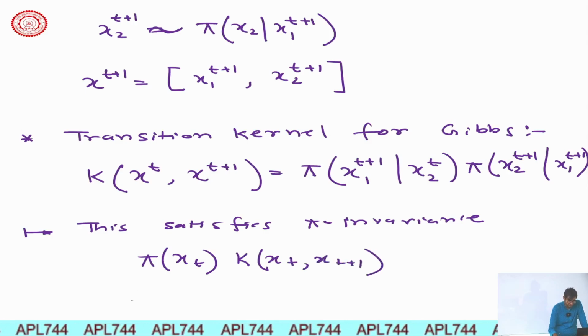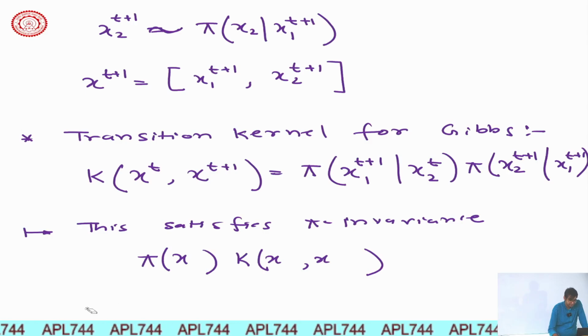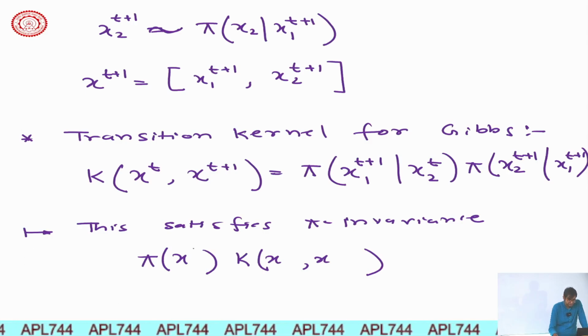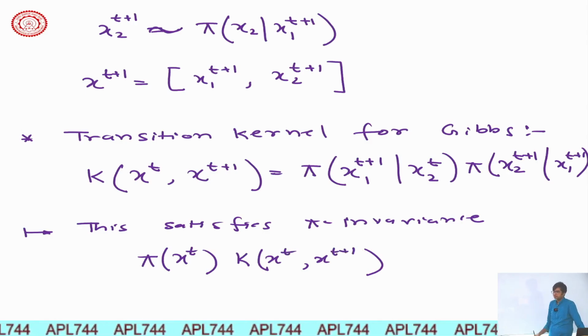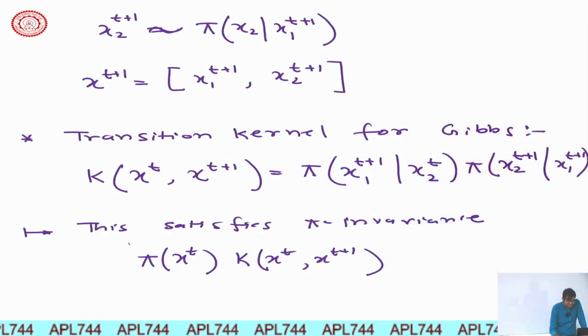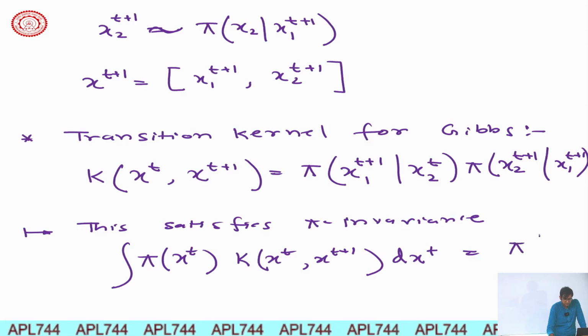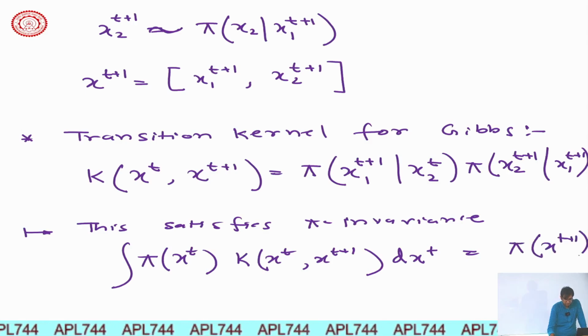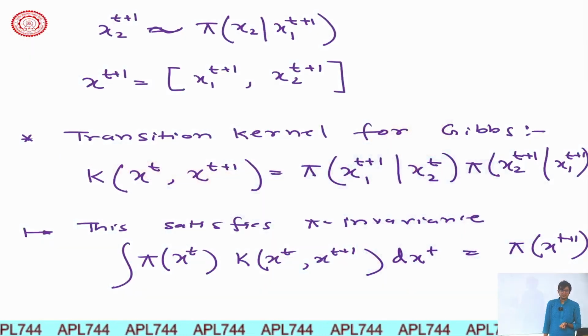Again, I should write the superscript at the top to be consistent. Remember, whatever I am writing at the top superscript for Gibbs is equivalent to whatever I wrote at the subscript for Metropolis. Okay. Integration of d of xt should be equal to pi of x t plus 1. Okay. So now to prove it, what will I do? I will take the top expression, substitute in place of k, and then do mathematics.